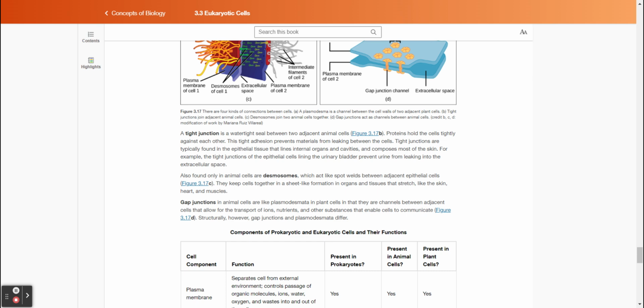Gap junctions in animal cells are like plasmodesmata in plant cells in that they are channels between adjacent cells that allow for the transport of ions, nutrients, and other substances that enable cells to communicate. Structurally, however, gap junctions and plasmodesmata differ.